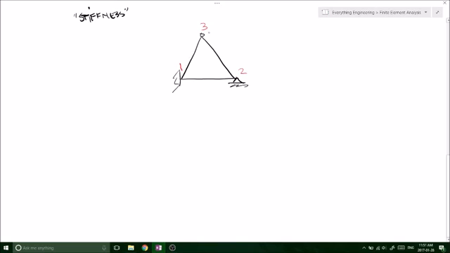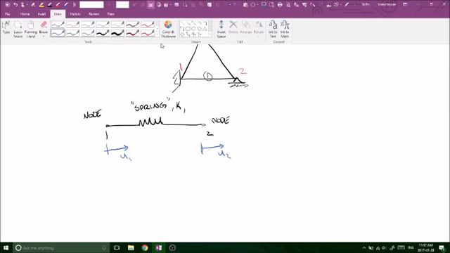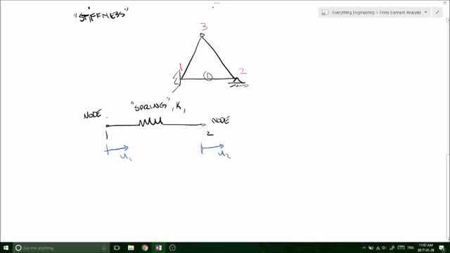So if we want to isolate element 1 here, we've got our node 1, our spring, and our node 2. We know that there's going to be a potential for displacement 1 and a potential for displacement 2. And also the force is equal to K1 times delta L.